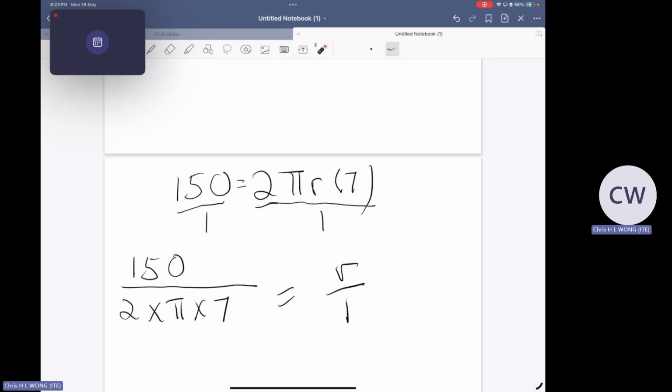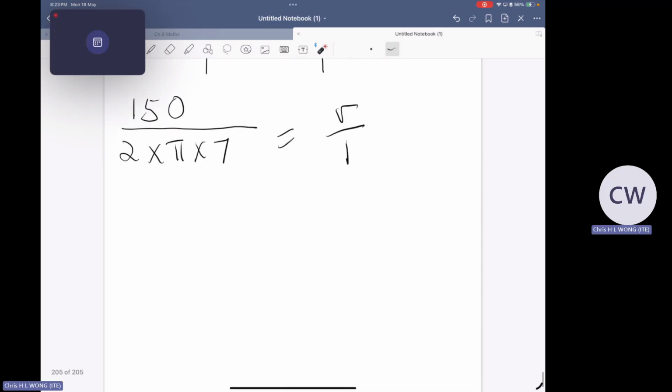So how do you do this? You don't try to use manual calculation. This type of calculation, you need a calculator to help you. First, take 2 times pi times 7 and find the answer, then take 150 divided by this. Maybe you give me what is 2 times pi times 7 first. Somebody give me the answer, please.